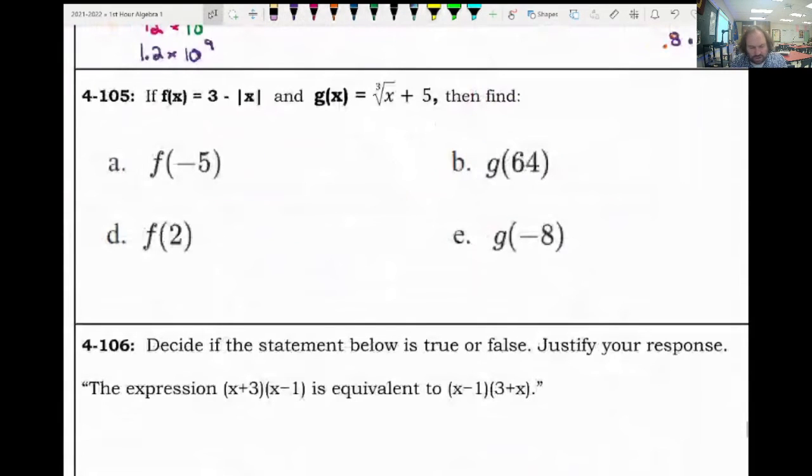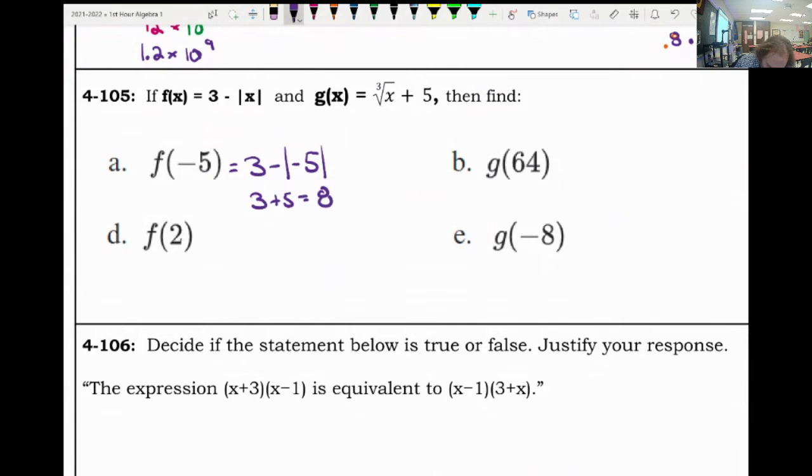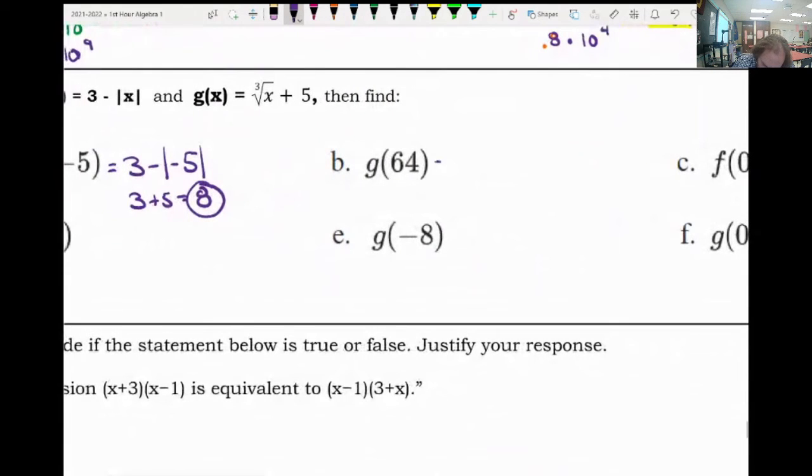Here we have f and g, two separate functions. We're going to plug in -5, and we're going to plug in 64. This first problem is going to be 3 minus the absolute value of -5, which is 3 minus 5, which is 8. For g of 64, you are going to need the third root of 64 plus 5. The third root of 64 is going to be 4, because 4 times 4 times 4 is 64. And then 4 plus 5, of course, is just 9 for the final answer.